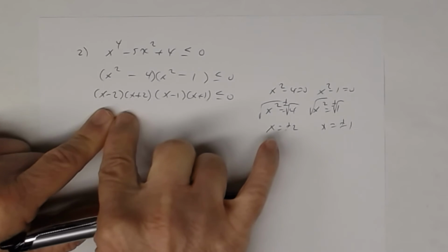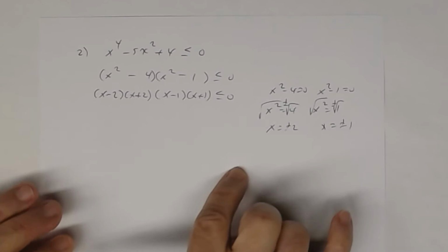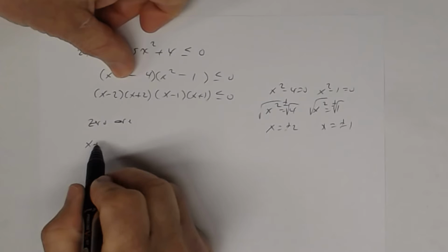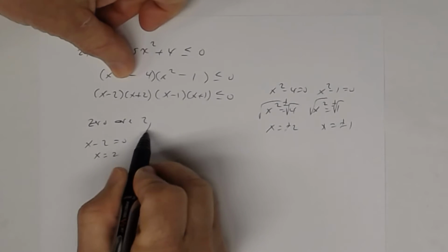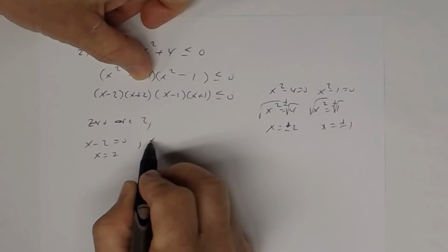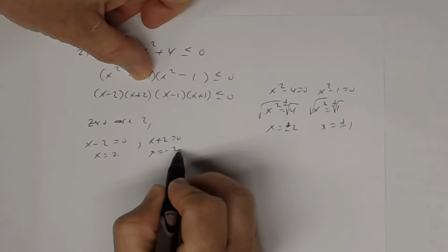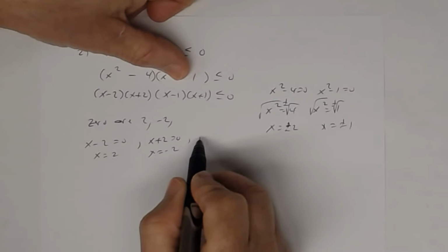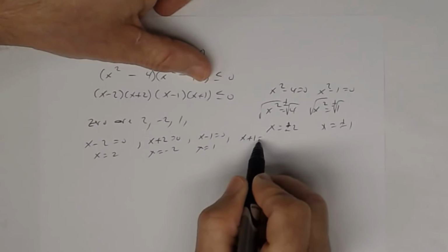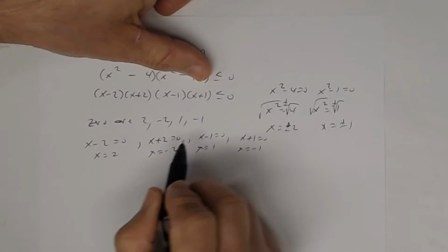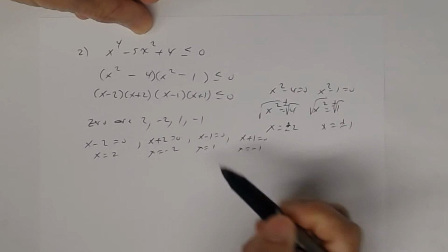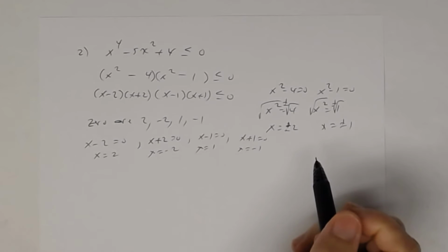Notice those are the same ones you would get if you set each of those factors equal to 0. So your zeros are: x minus 2 equals 0, so x is 2. The other one is x plus 2 equals 0, so x is negative 2. Then x minus 1 equals 0, so x equals 1. And x plus 1 equals 0, so x equals negative 1. So you have 4 zeros. Again, it did not matter whether you went from here to this, or you factored further. It does not matter. Okay.